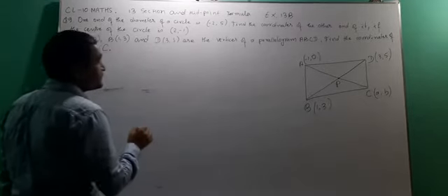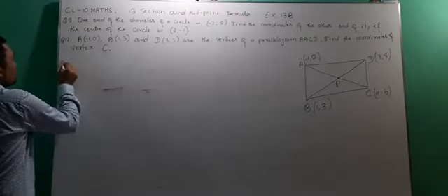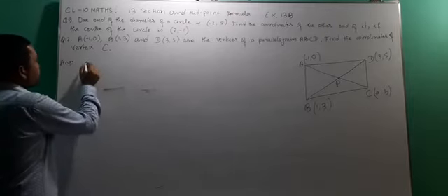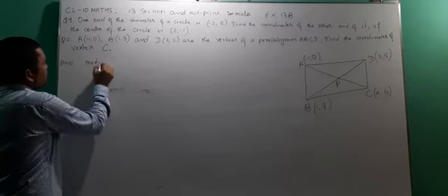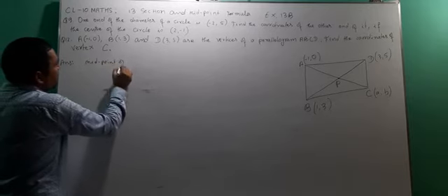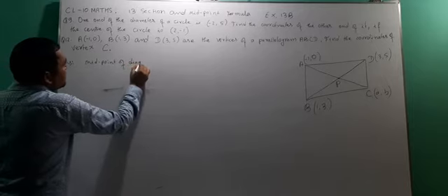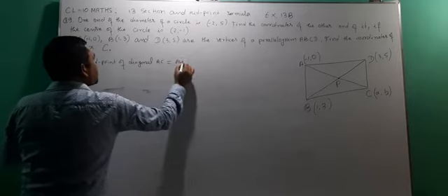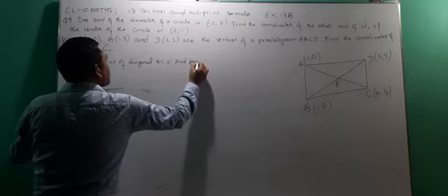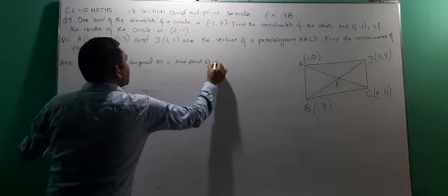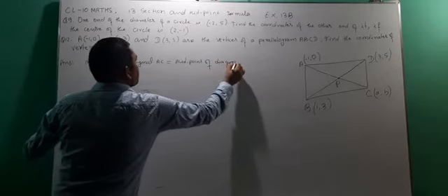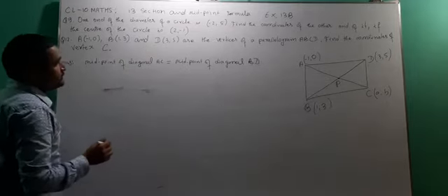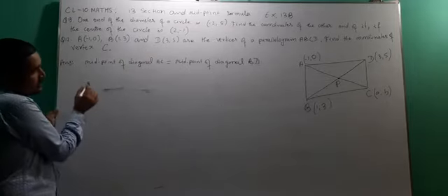Now, according to the property, the midpoint of diagonal AC is equal to the midpoint of diagonal BD. Then I'll write the midpoint formula.